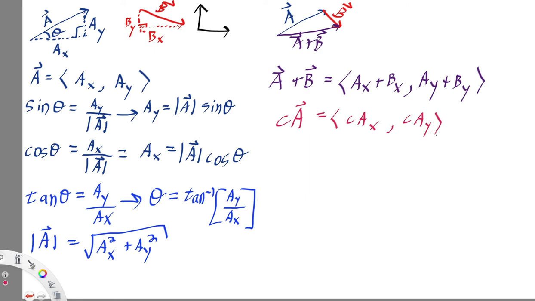So there we go. Almost everything we need to know about vectors. 6 or 8 weeks from now, we will talk about how to multiply two vectors together. But for now, this is all we need.